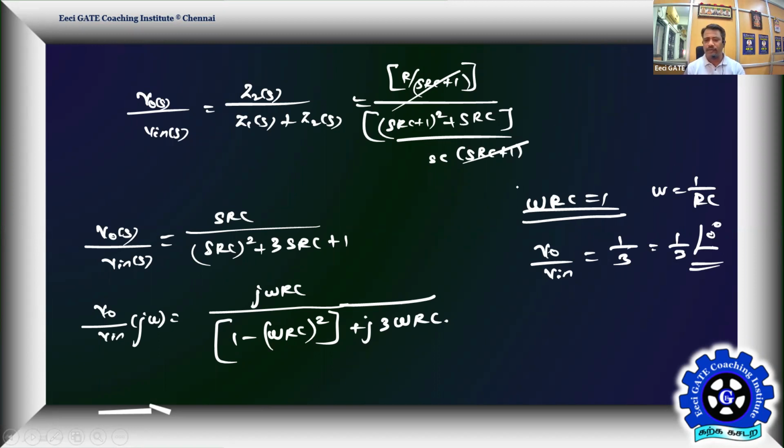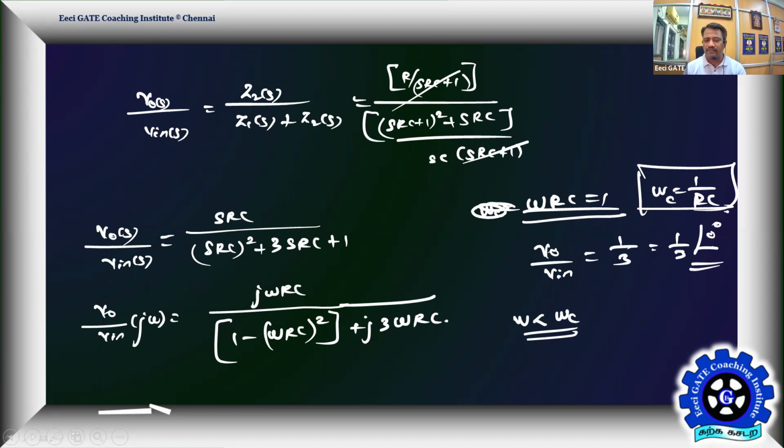So it's all about omega less than this. Let me take it as a center frequency, omega C. So omega C is 1 by RC. For omega less than the center frequency, what will happen? Omega RC equal to 1 means omega is equal to 1 by RC. If I choose omega less than this, omega RC will become less than 1.